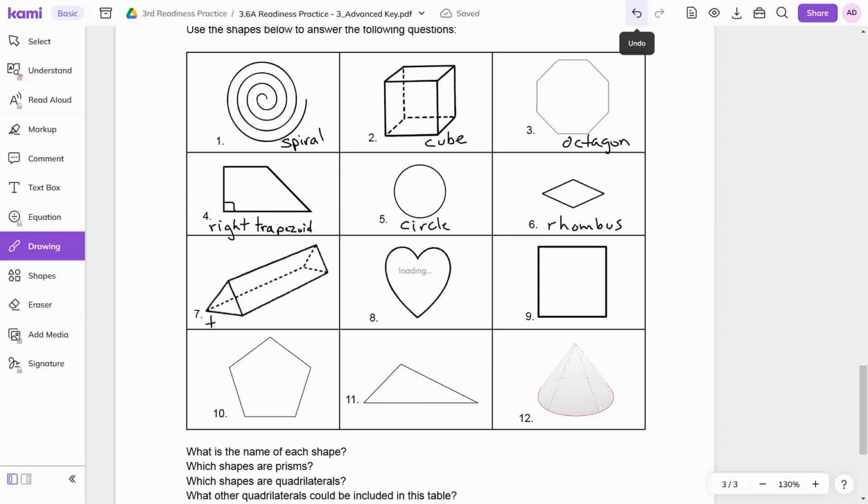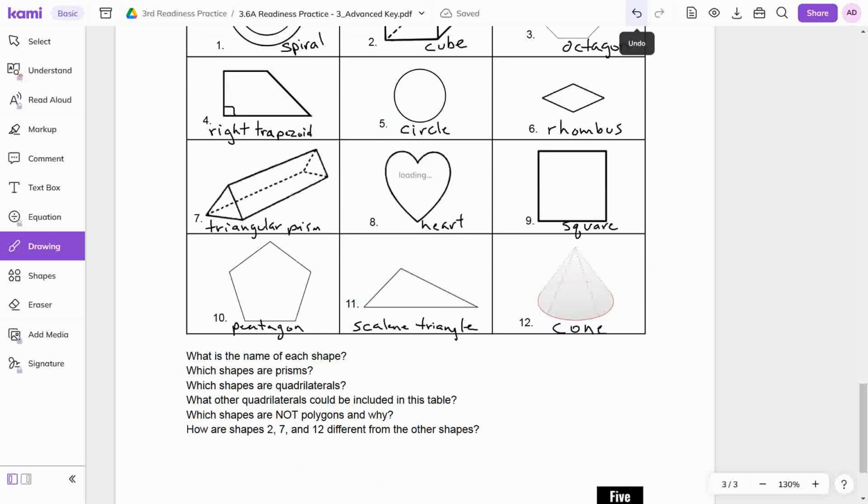So we've seen this before. This is a triangular prism. This is not a geometric shape, but it's a heart. This is a square. All right, so we have 1, 2, 3, 4, 5 sides. This is a pentagon. This is a triangle, and all the side lengths are different. So it's technically a scalene triangle. We can classify them by their side lengths. And then this is a cone. So that is a three-dimensional shape as well.